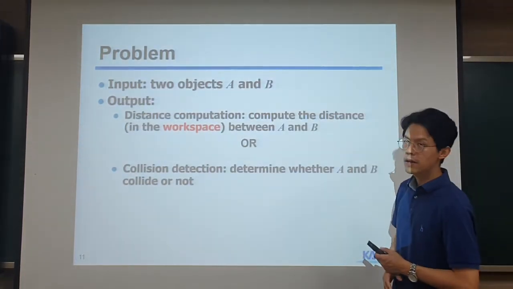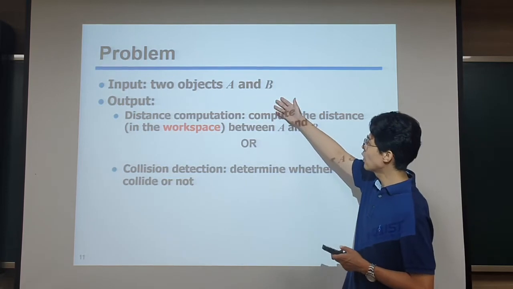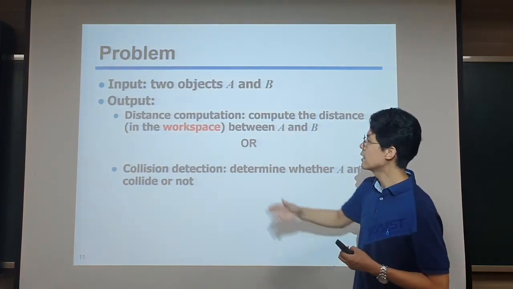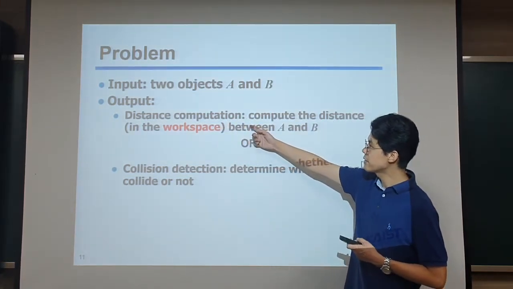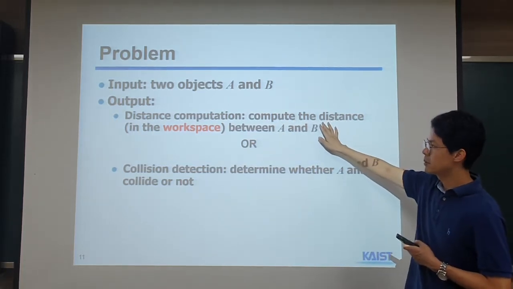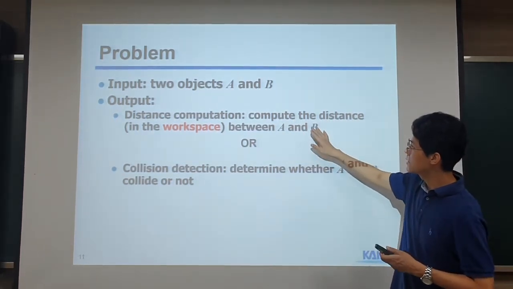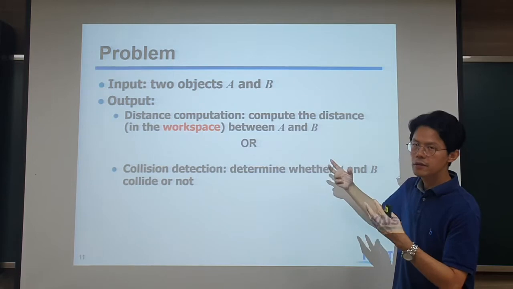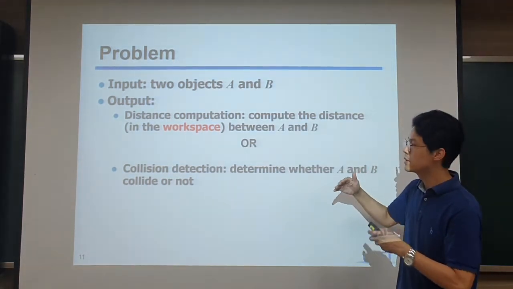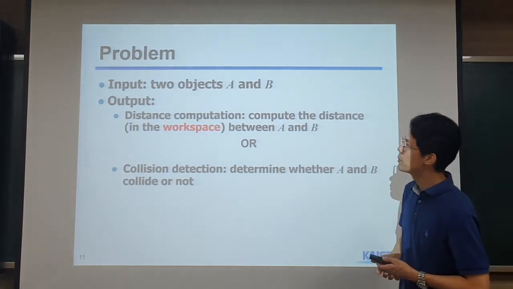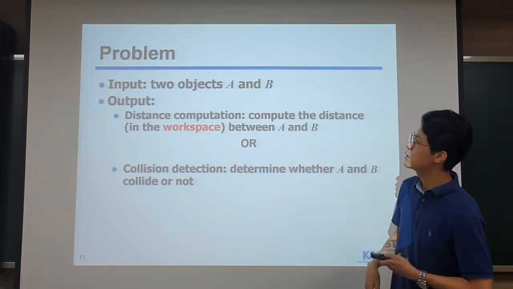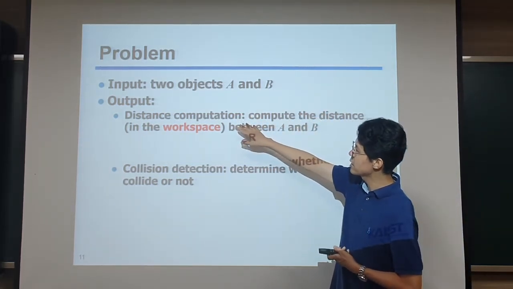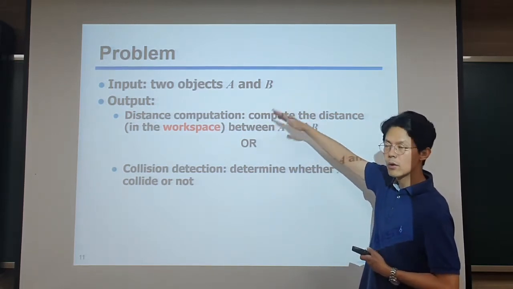The main problem setting for those operators is that there are two objects. Typically, one of them may be the robot, and the other one is the obstacle in the environment. For the case of distance computation, we need to compute the distance in the workspace between A and B, where A and B are the robot and the obstacle. Typically, we use the distance in the workspace instead of the distance in the C space, but depending on your application, we may also use the distance in the C space.